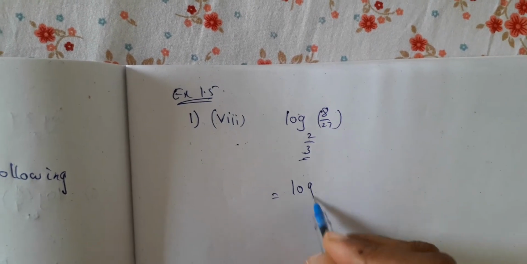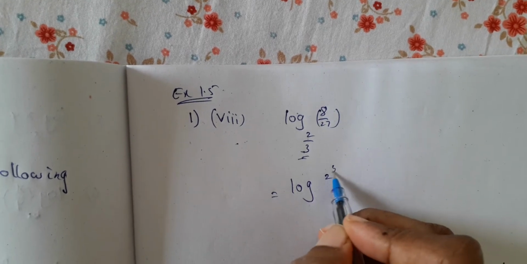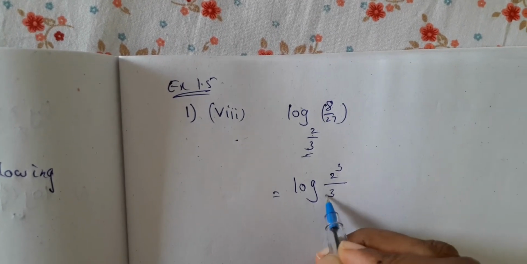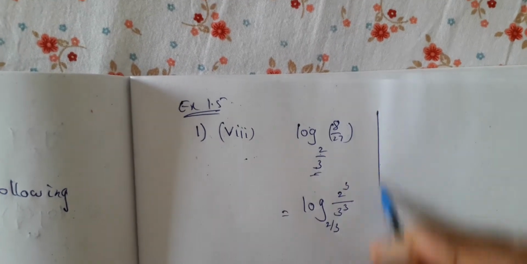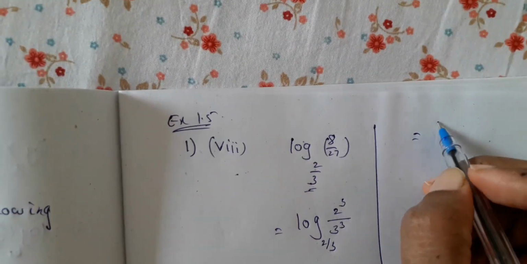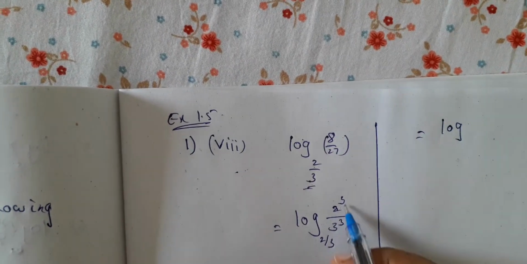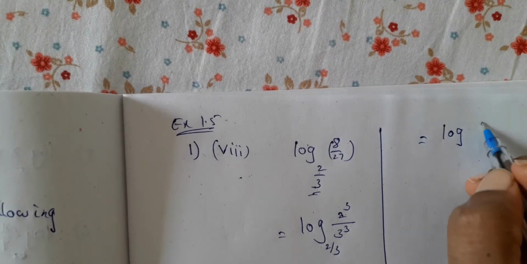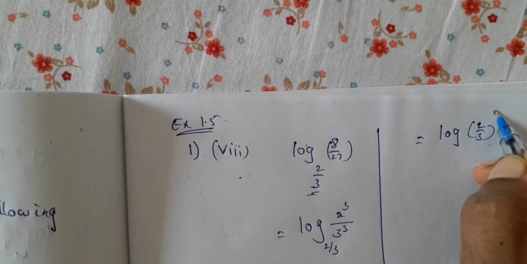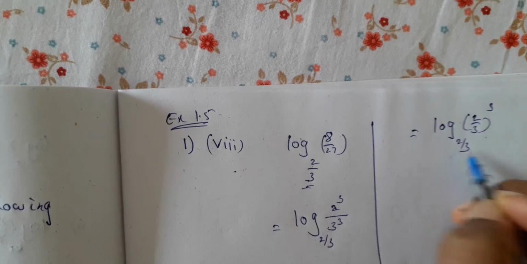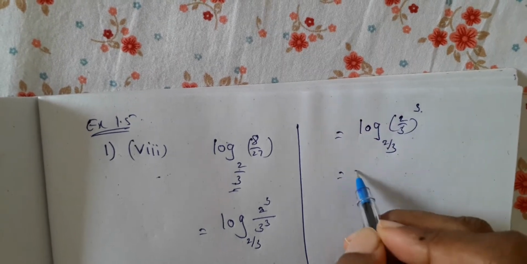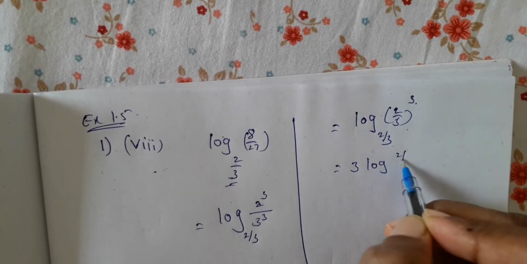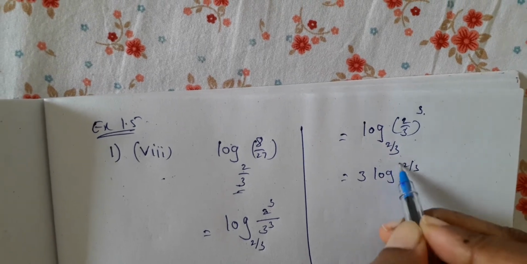Now 8 can be written as 2 cube. Yes, 27 can be written as 3 cube. So base 2 by 3 as it is. I write it here. So that is equal to... now powers are common, so I can write it as 2 by 3 whole cube, and the base is 2 by 3. So now what is this? Log a to the base a to the power something. So therefore 3 log 2 by 3 to the base 2 by 3.